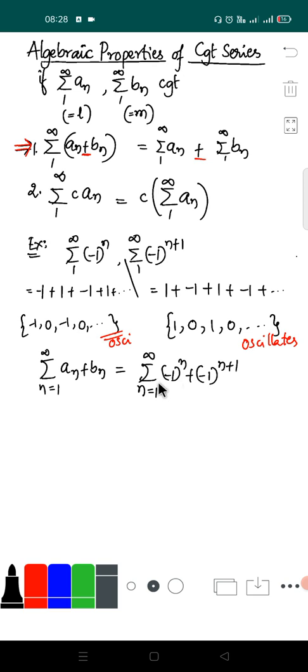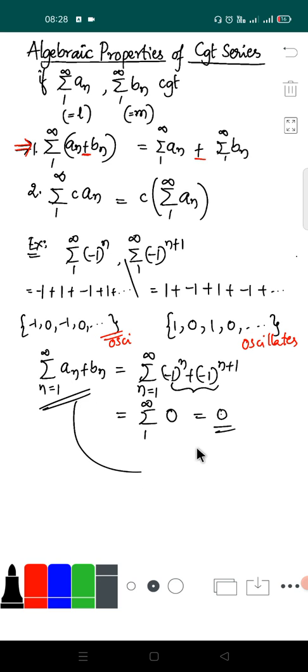So if you add these two, if n is 1, this is 1 and that is 2, if n is even, minus 1 plus 1, that will be 0. So this one is always 0 for any n. So the summation from 1 to infinity of zeros will be 0, or otherwise you can see it here when you add this. Okay, so this sequence is converging to 0, but each individual sequence is not convergent, right?